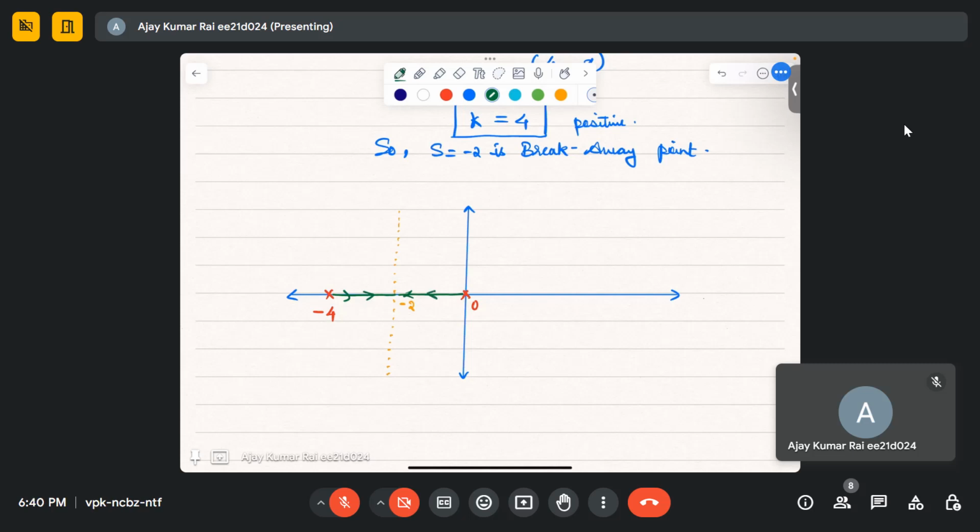Because there are two root loci. k equal to 0 here, k equal to 0. As you increase the value of k, both the root loci move. So this is root locus 1, and this is root locus 2. If you increase the value of k, they will move towards minus 2. And minus 2 is the breakaway point, so they will break away like this. So this is the root locus.